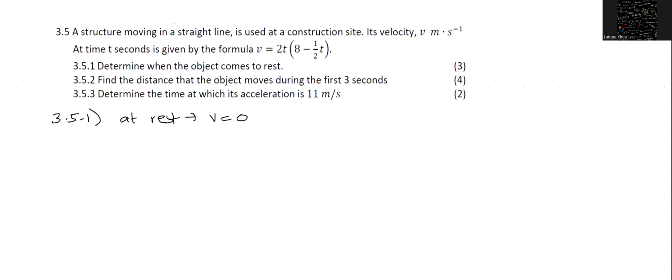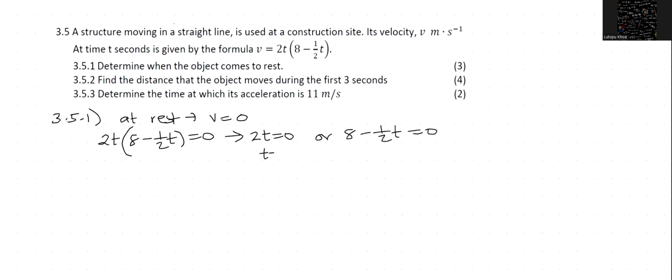Okay, so if the velocity is 0, we have 2t(8 minus a half t) is equal to 0. So this means that 2t is 0, or 8 minus a half t is 0. So here t is 0, and then here we have 8 is equal to a half t. So this means that t is equal to 16 seconds. So the first time it comes to rest, that means it starts from rest because time is 0, and it comes to rest again when t is 16 seconds.